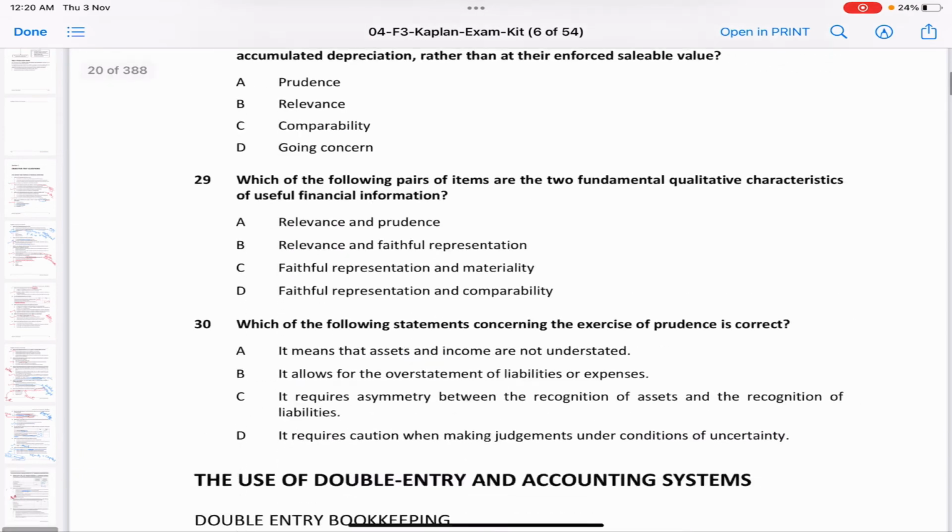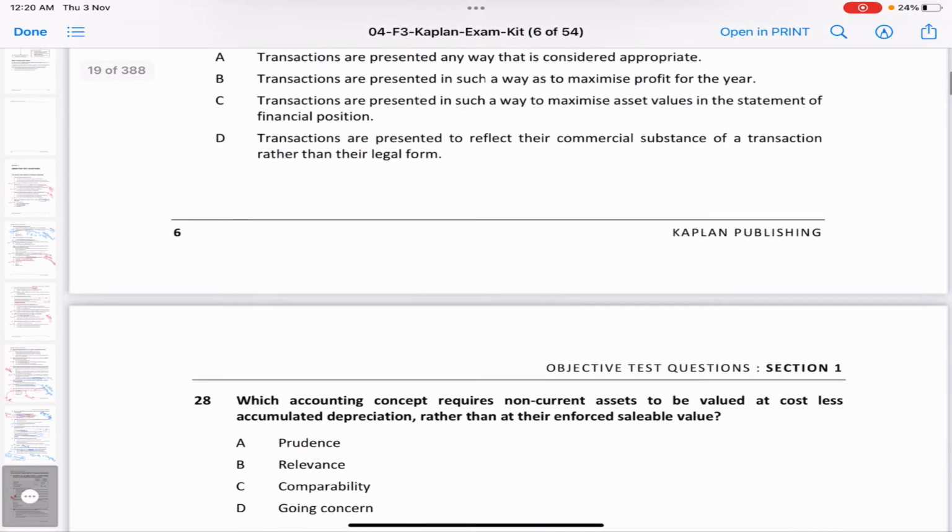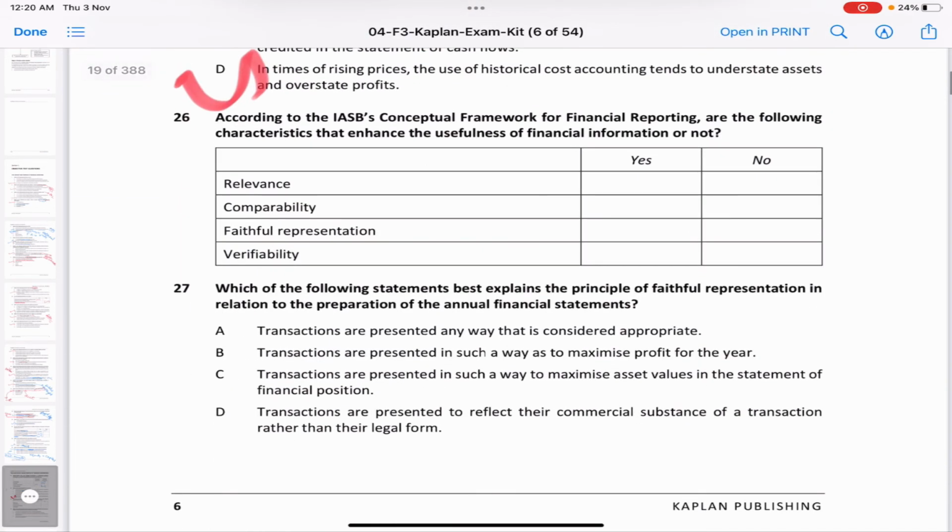Okay, let's see how many questions are left in this chapter. So we're almost done, and we'll stop this video with this chapter because we've done 3 chapters. According to the IASB's conceptual framework for financial reporting, are the following characteristics that enhance the usefulness of information or not?